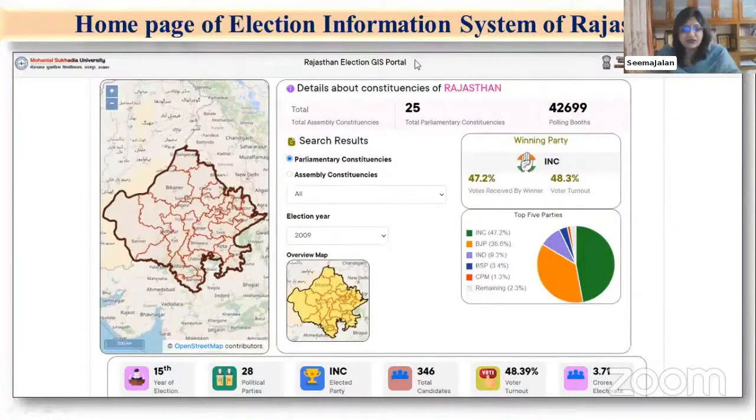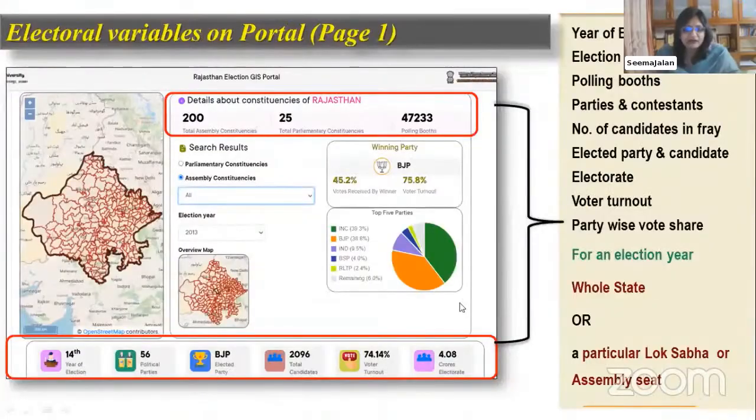This is a glimpse of the home page. As you can see here in this page, we have the results at the state level and for single constituencies, whether it be Lok Sabha or Assembly. So if we select any particular constituency, we can see all the results here. All this information, different types of relevant information, is there for each constituency and the entire state as well.